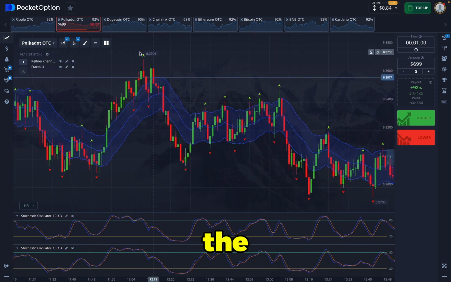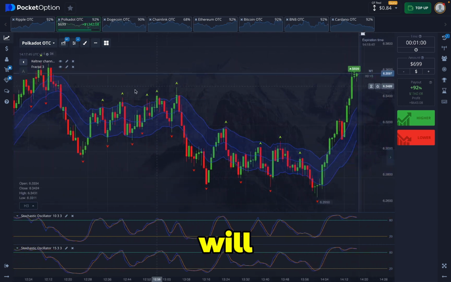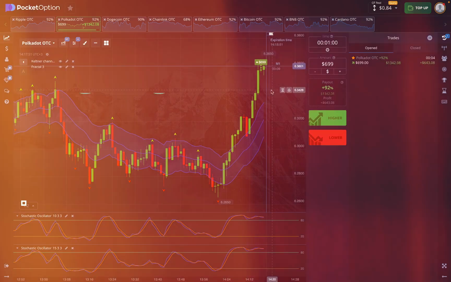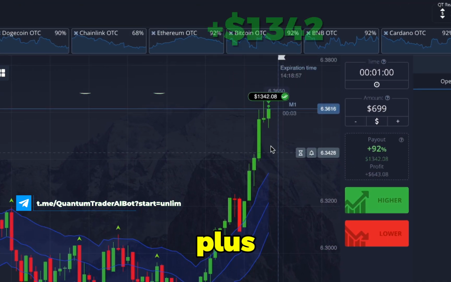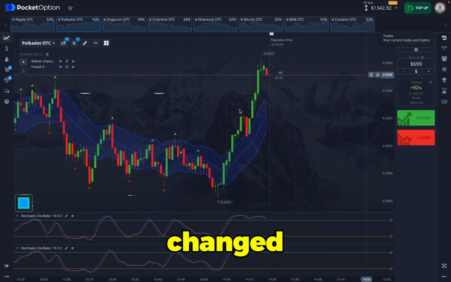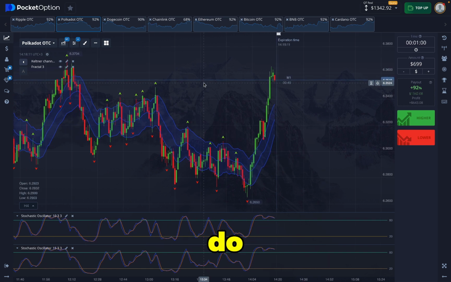I think that the price is now aiming to reach this global maximum, and only then will any corrections follow. Let's see. It's a pretty tense moment. And the deal closes in a plus, great. At first, I myself wanted to open the deal down, but at the last moment, I changed my mind, and for good reason.